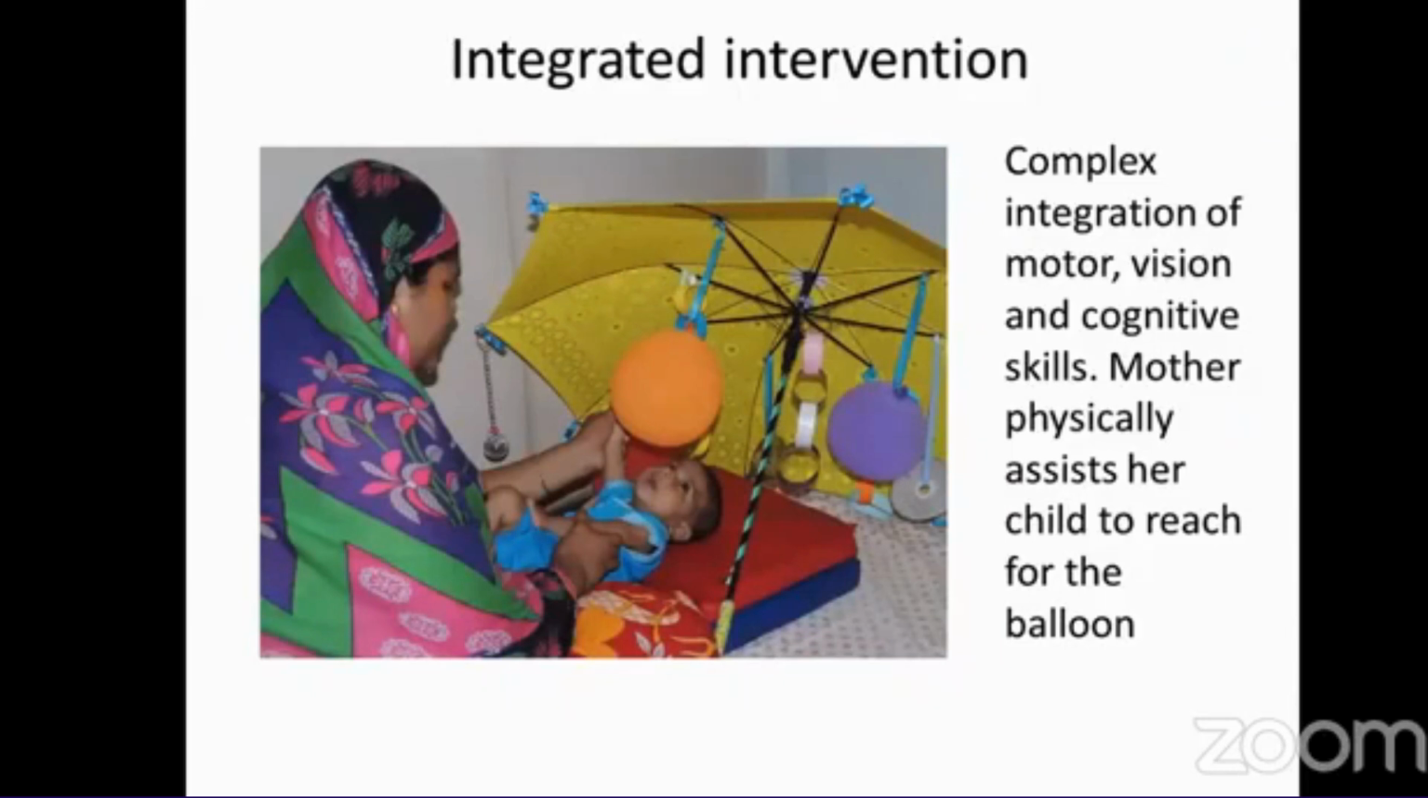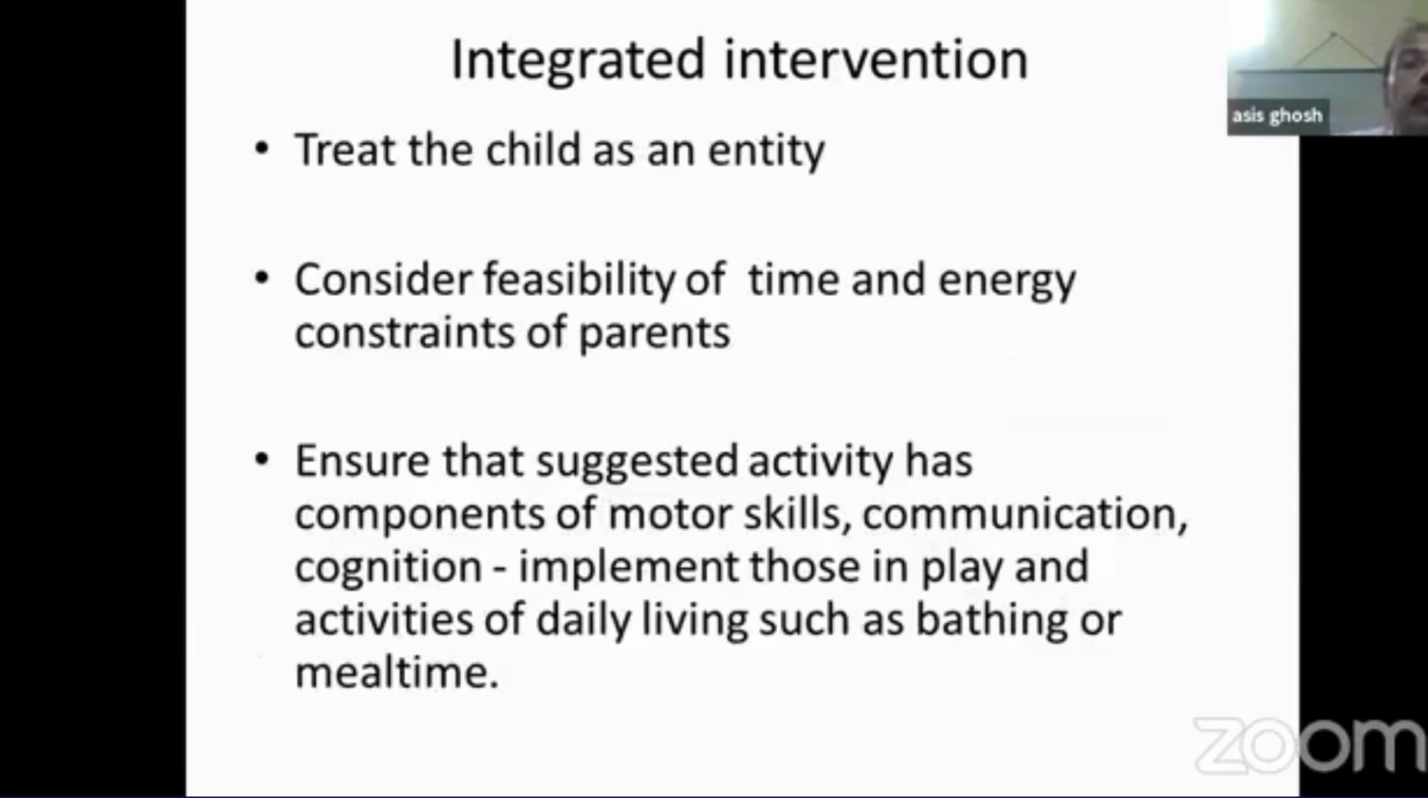So the mother physically assists the child. Here you can see the mother is holding the child's hand because the child is quite stiff. And we have given a cushion to reduce the distance between the mother's face and the child's face. Then the mother holds the child's hand and helps the child to pat that balloon. So treat the child as an entity, not his limbs, head, neck, arms or fingers separately.